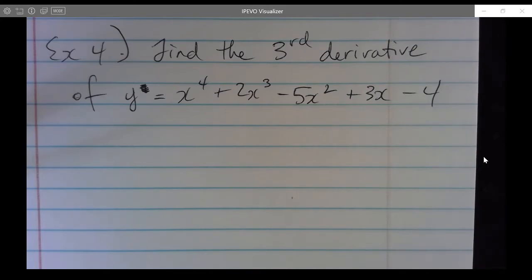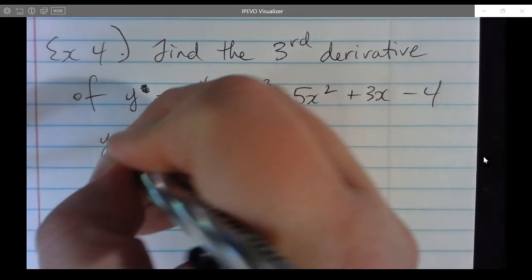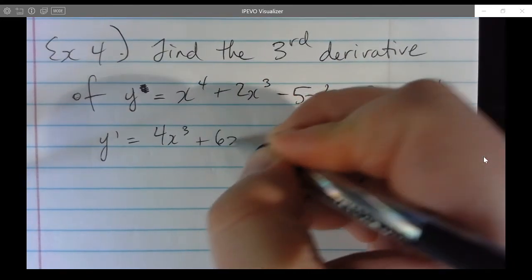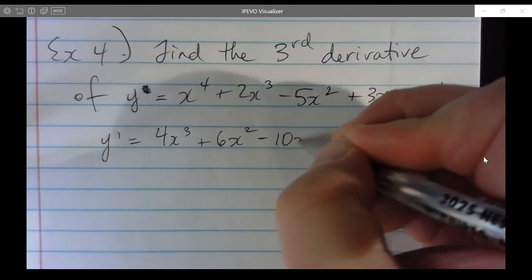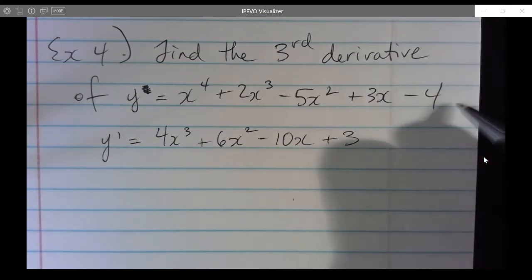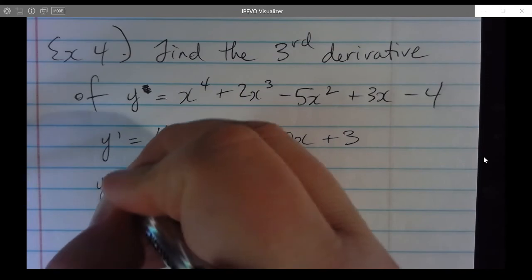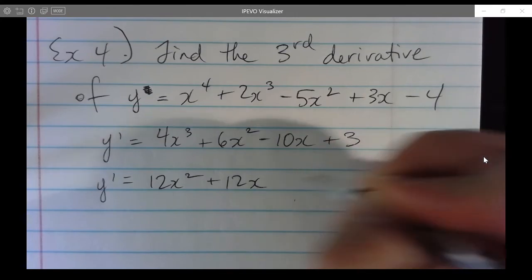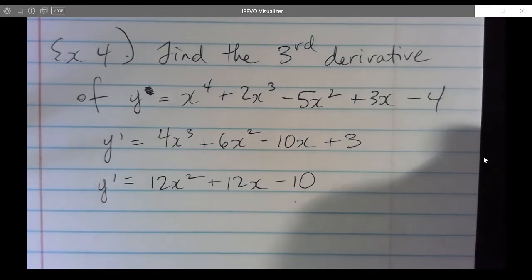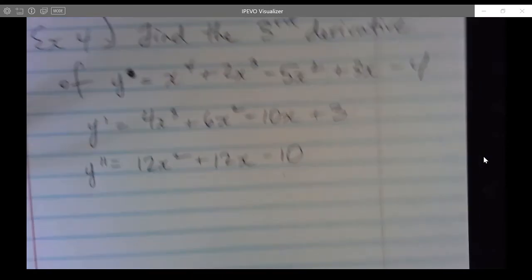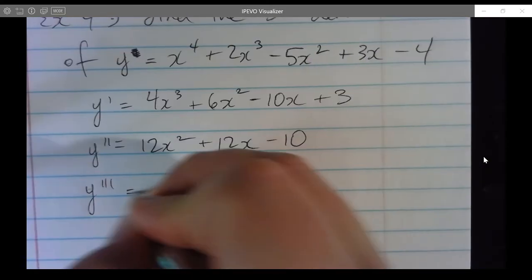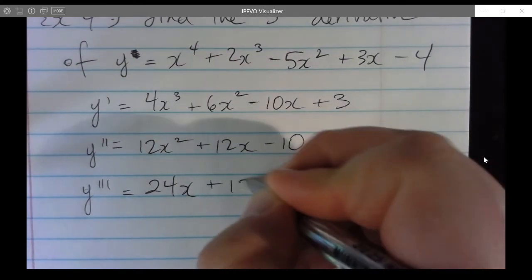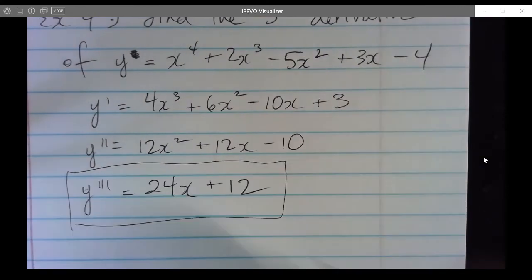Okay. How do we start that? Well, why don't we start by saying y prime, the first derivative, is 4x cubed plus 6x squared minus 10x plus 3. Remember, the constant goes away. And then this constant's going to go away. So y double prime is going to be 12x squared plus 12x minus 10. And then that constant is going to go away, because in the third derivative, I'm going to get 24x plus 12. And then that's my final answer.